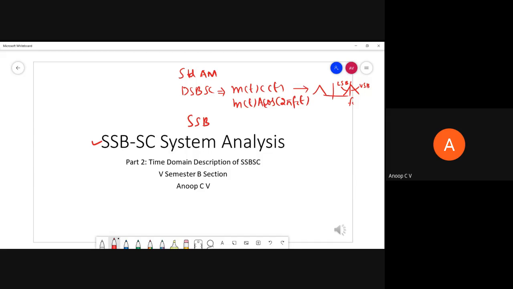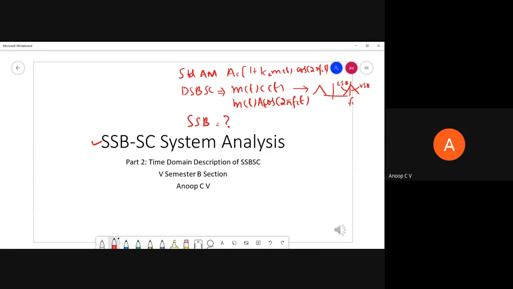If it can be obtained, what is the time domain expression? We know the time domain expression of standard AM: AC into 1 plus KA M of t cos 2 pi FCT. For DSBSC, it will be M of t times AC cos 2 pi FCT. Like that, what is the time domain expression of single sideband suppressed carrier modulation?